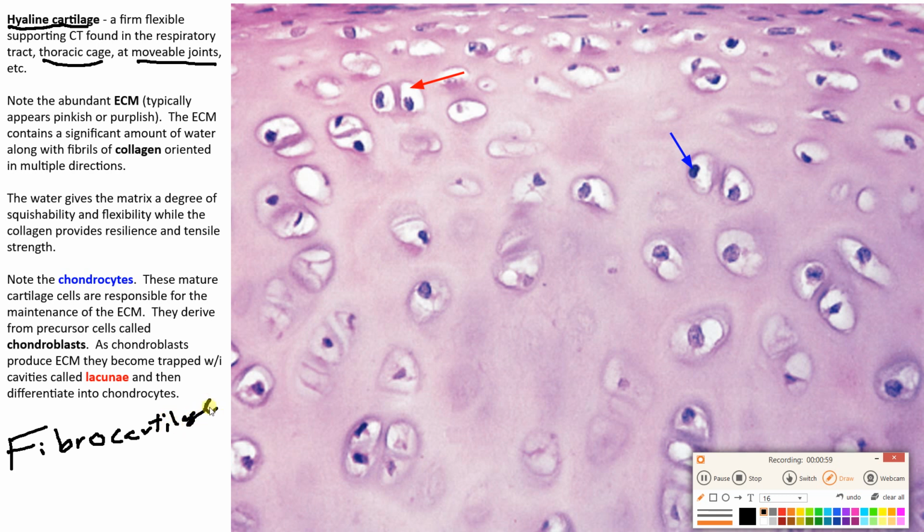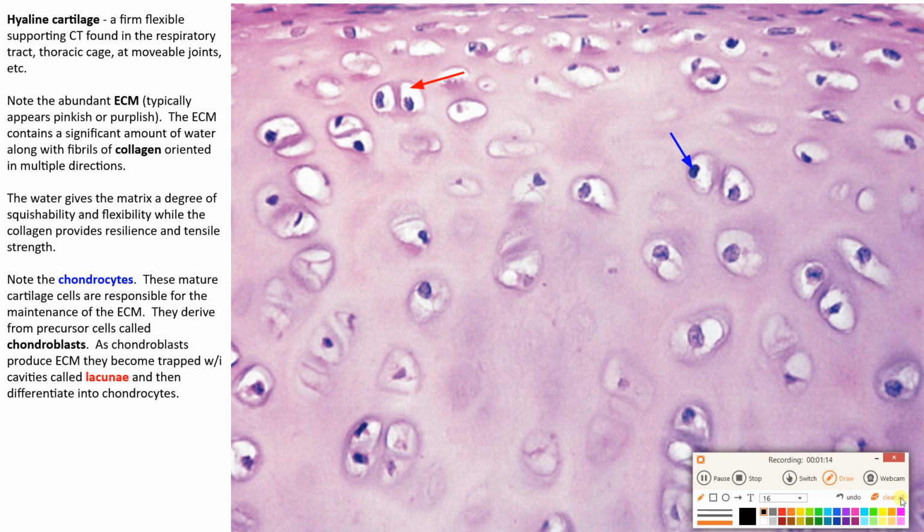So we're not going to look at fibrocartilage today. We're not going to look at elastic cartilage today. Instead, we are looking at the most common type of cartilage. The most common type of cartilage is hyaline cartilage. Now, this is hyaline cartilage here.